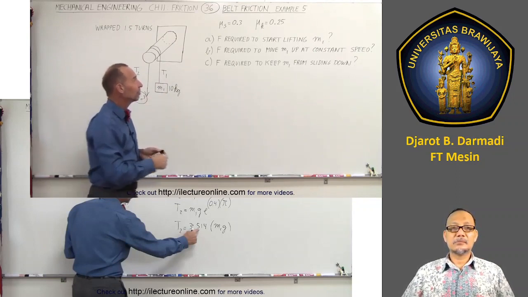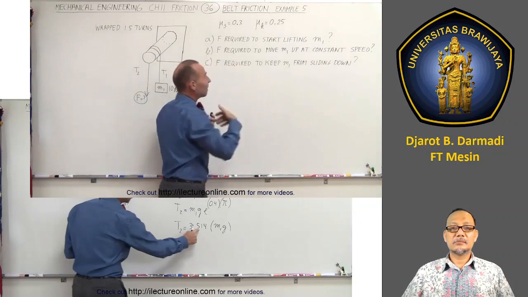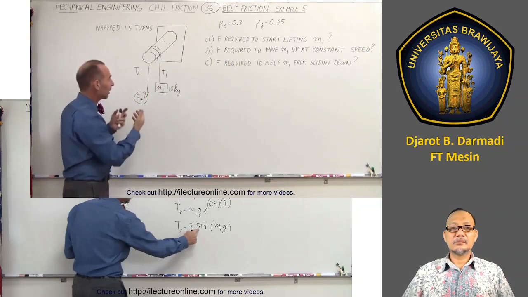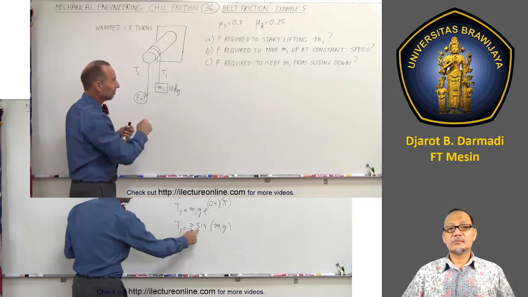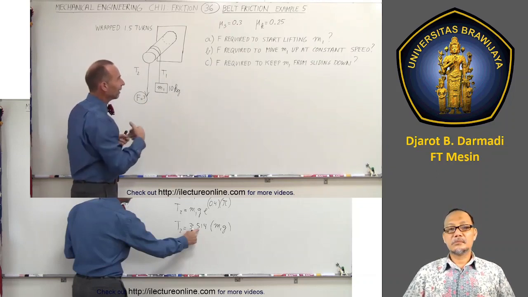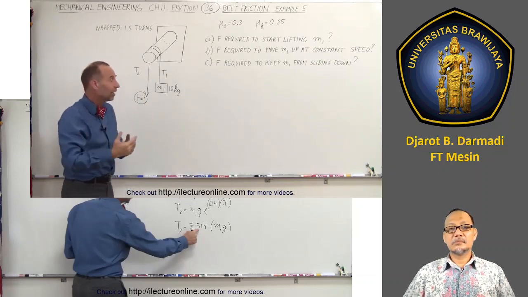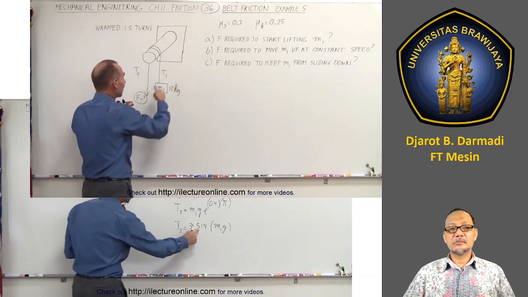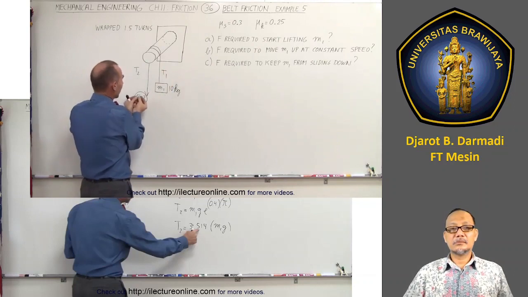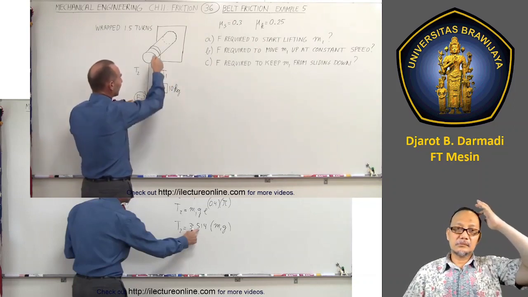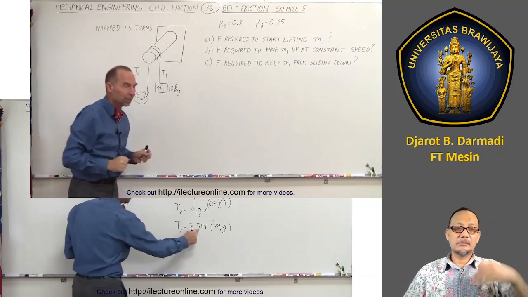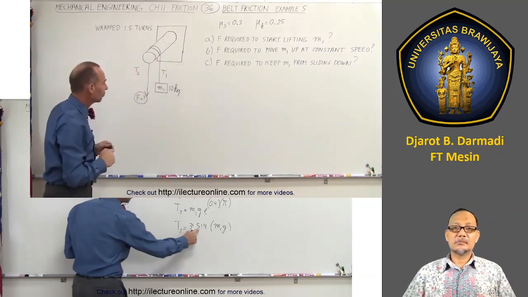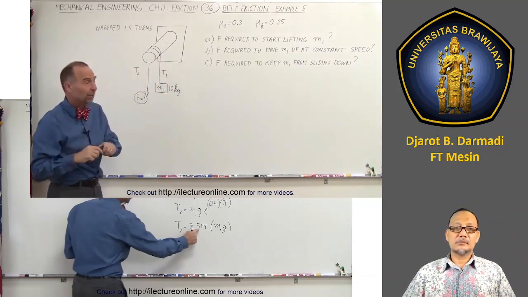Then what we need to do is find the force required to keep M1 moving up at a constant speed, which is going to be less than the force required to get it moving. And finally, what if we reverse things and we allow M1 to slide down, or at least keep it from sliding down? What's the force required on this side to keep M1 from sliding down? So those are the 3 things we're trying to answer. For all 3, we're going to use the same equation.